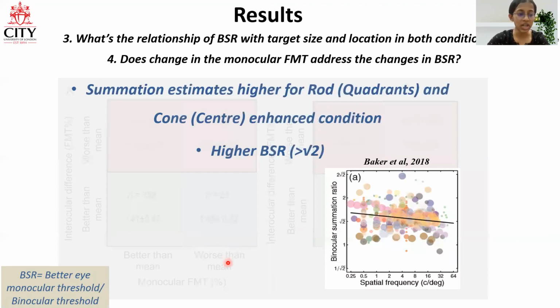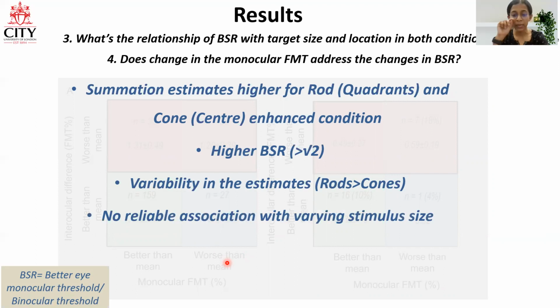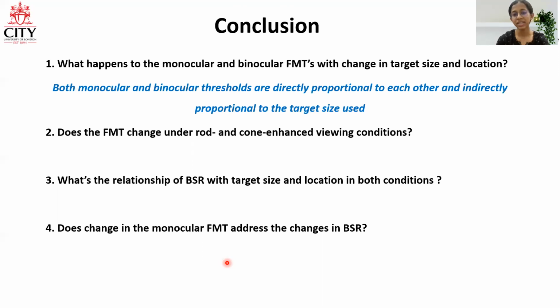So yes, the summation estimates were higher for rods and cones in their specific locations. It was obviously higher than the BSR. There was variability in these estimates, more pronounced in the rods than the cones, and there was no reliable association when you vary the target size and measure the summation ratio. So to conclude with the four questions again, yes, there is a change in the monocular and binocular FMTs when you change the target size, but the change was not significantly different across the locations that we tested.